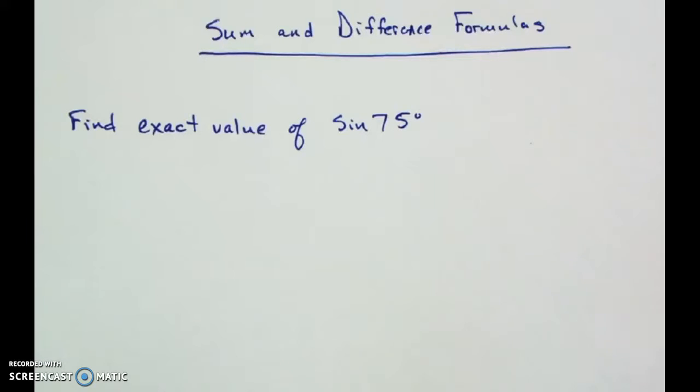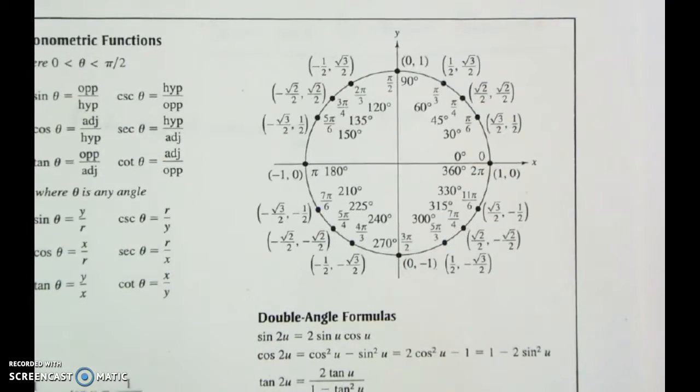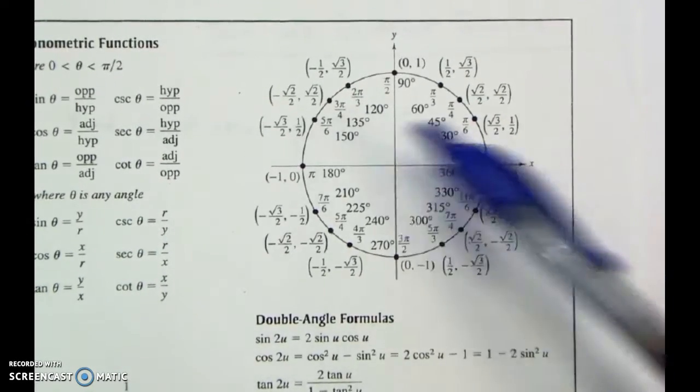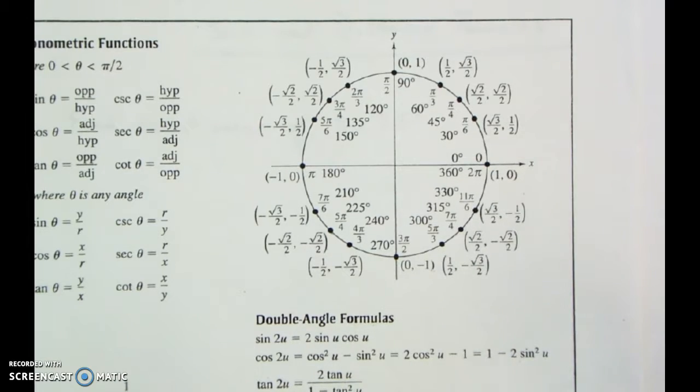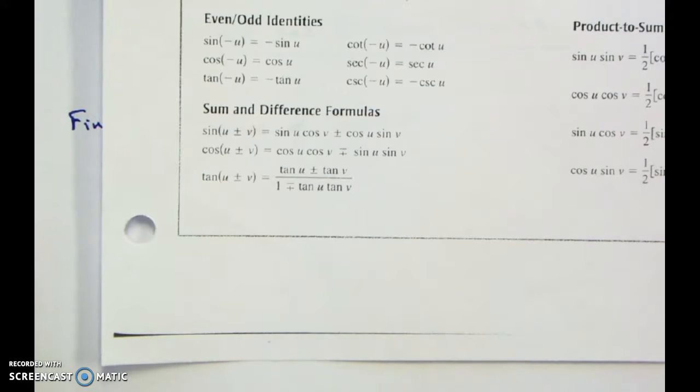Next, we're going to be using sum and difference formulas, and what those allow us to do is to be able to find exact values for angles that are not on the unit circle. So on the sheet that I gave you earlier this week, for example, 75 degrees isn't on our unit circle. What our sum and difference formulas allow us to do, and here's what they look like on this sheet.